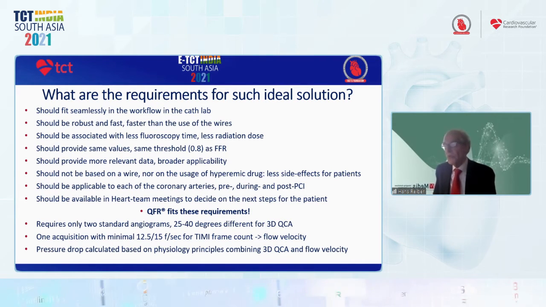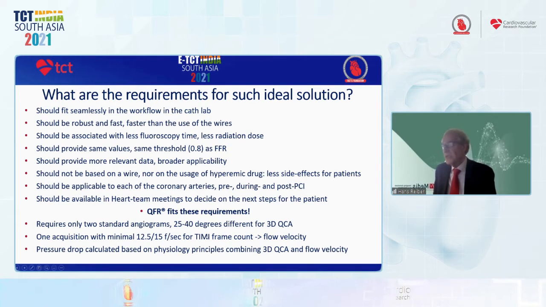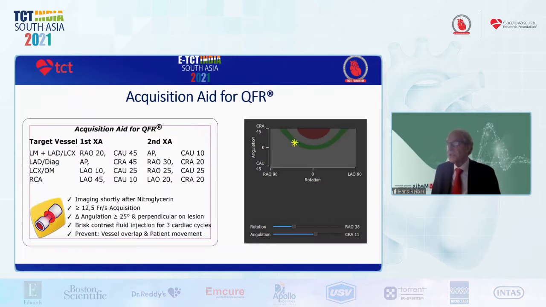It requires only 2 standard angiograms that are taken in the cath lab, 25 to 40 degrees apart, for the 3D QCA. We also need a flow velocity assessment, which we do based on the frame count. For that, we need one of the two acquisitions with a minimum of 12.5 to 15 frames per second. Then the pressure drop is calculated based on solid physiology principles, combining 3D QCA and the flow velocity.